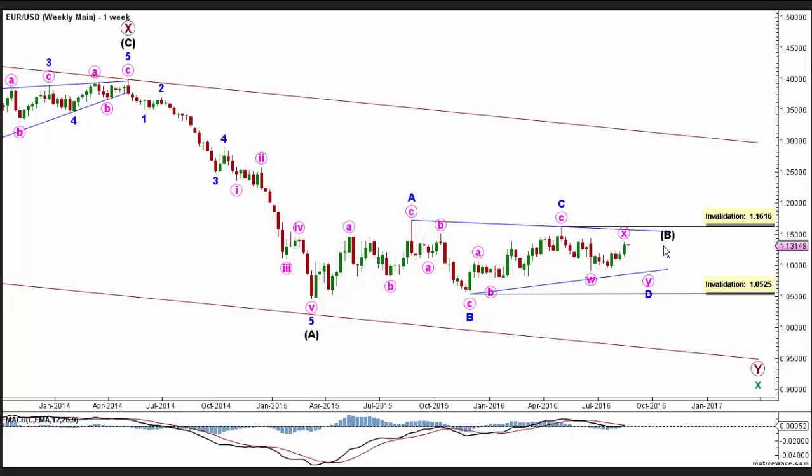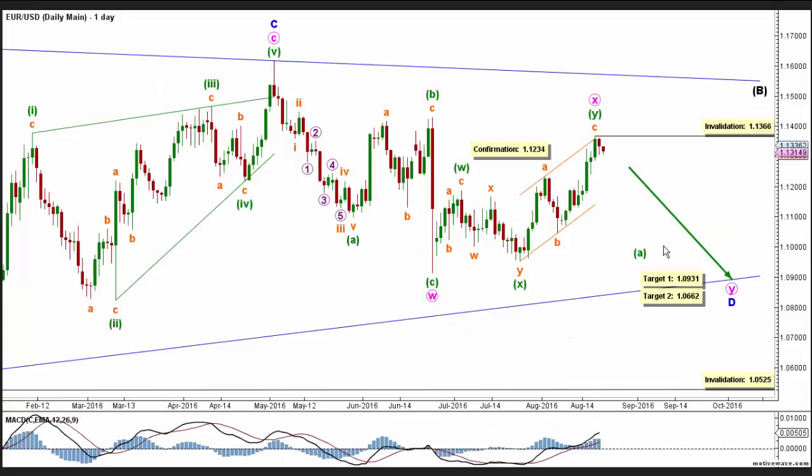So now zooming into our main count on the daily chart, we can see that blue wave D is most likely forming a double zigzag labeled pink waves W, X, and Y, where pink wave W formed a zigzag labeled green waves A, B, and C, and then pink wave X formed a double zigzag labeled green waves W, X, and Y, and now pink wave Y must be forming a zigzag labeled green waves A, B, and C.